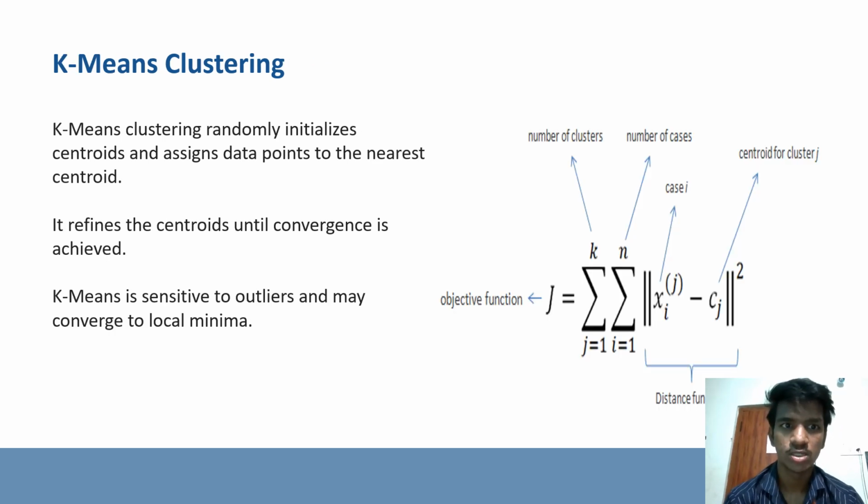K-means clustering. K-means clustering randomly initializes centroids and assigns data points to the nearest centroid. It recomputes the centroids until convergence is achieved. K-means is sensitive to outliers and may converge to local minima.